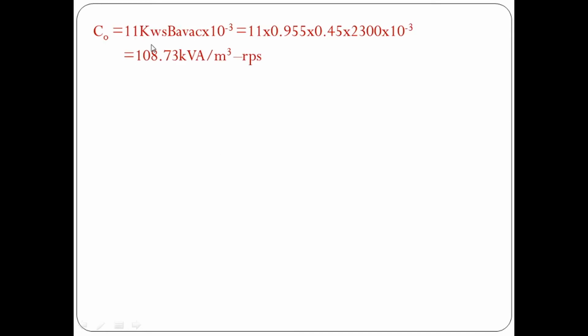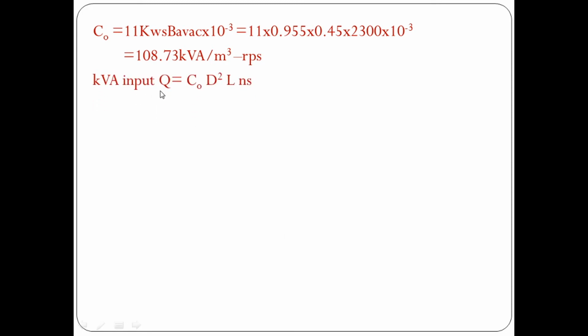C naught is given by 11 into kWs into BAV into AC into 10 to the power minus 3. C naught is the output coefficient, where kWs is the stator winding factor, BAV is the specific magnetic loading, and AC is the specific electrical loading. So 11 into 0.955 into 0.45 into 23,000 into 10 to the power minus 3. If you solve this, you get 108.73 kVA per meter square RPS. Here the value of AC is 23,000. So that is the C naught value.